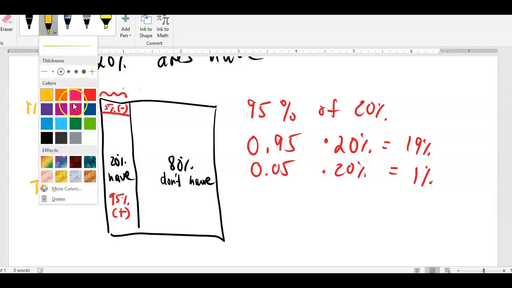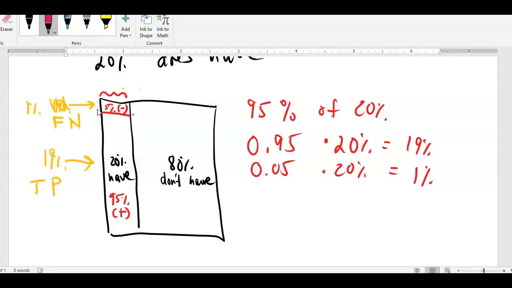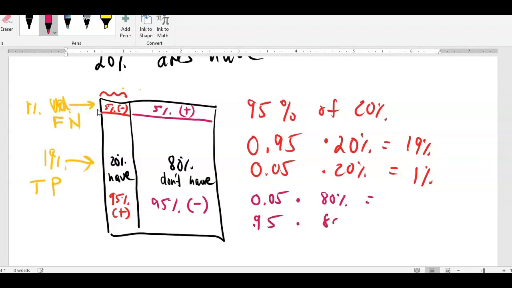All right, so likewise on this side, we're going to split it up into a 95% and a 5%. So 5% of the people who don't have COVID, the test is going to be wrong, and the test is going to show that they do have it. And then 95% of the time, the test is going to be right. So the people who don't have it, the test is going to say you don't have it. The test will be negative. A negative test means you tested negative for COVID, meaning you don't have it. You tested positive for COVID, meaning you do have it. So now we have to figure out 5% or 0.05 of that 80% side and 95% or 0.95 of the 80% side.